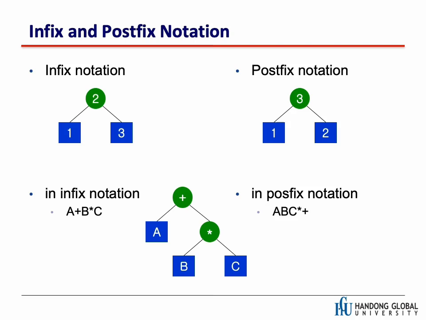because we have to read the children, the left child and right child. So we have to read A first, and then we have to read this subtree. In the subtree we have to read B and C first. So we read B and C and then star, and that is the right child of the plus node. So that's why we have to read A, B, C, star, and plus to make a postfix notation.